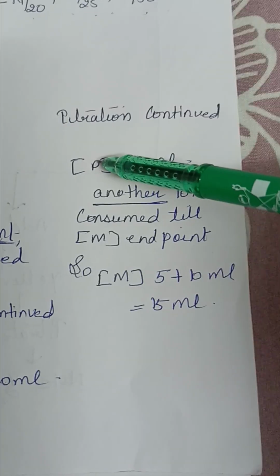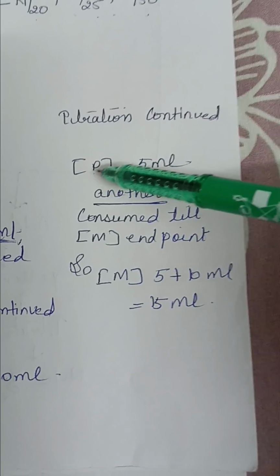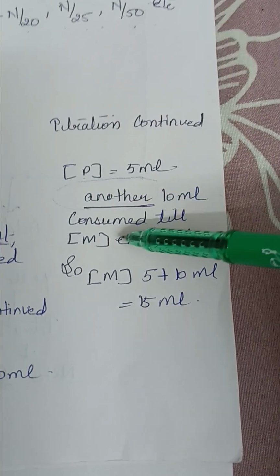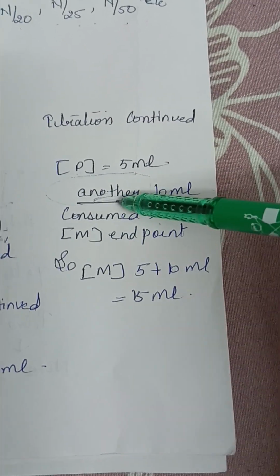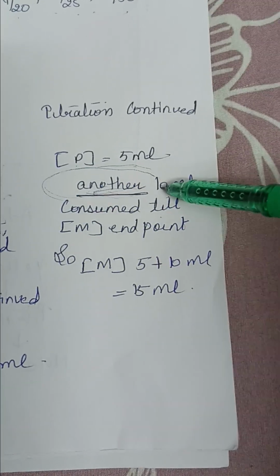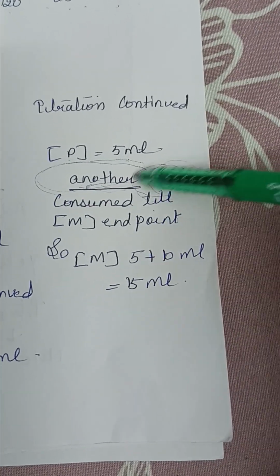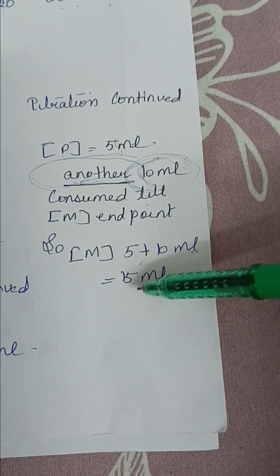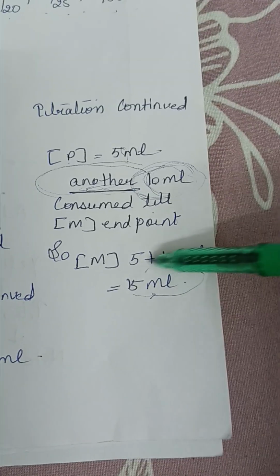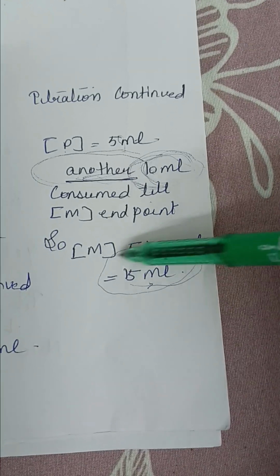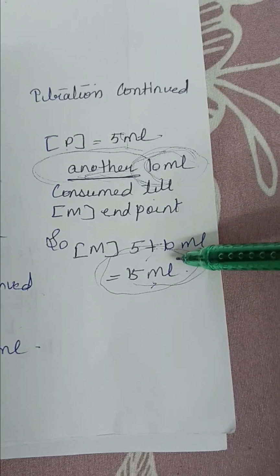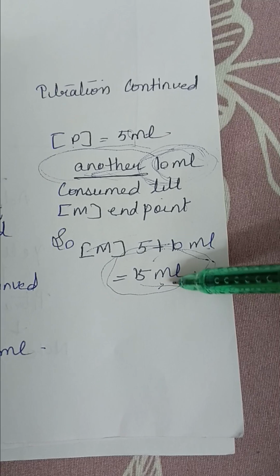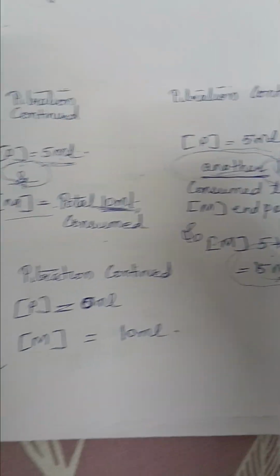Here it is written that at the phenolphthalein endpoint 5 ml was consumed, and another 10 ml was consumed till methyl orange. It means 10 ml more acid was added. So it will be 5 ml plus 10 ml for methyl orange, which is 15 ml, the total acid consumption till the methyl orange endpoint. It means when we are titrating with respect to methyl orange, the burette reading was 15 ml.